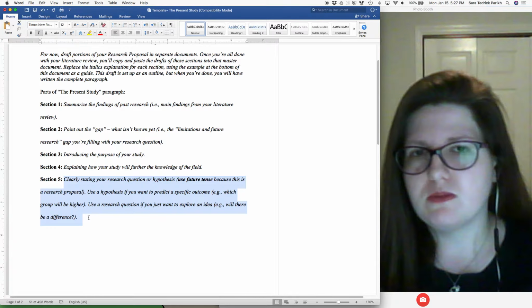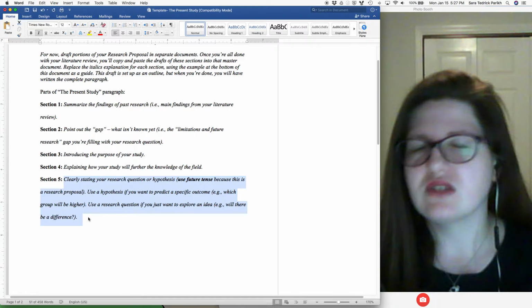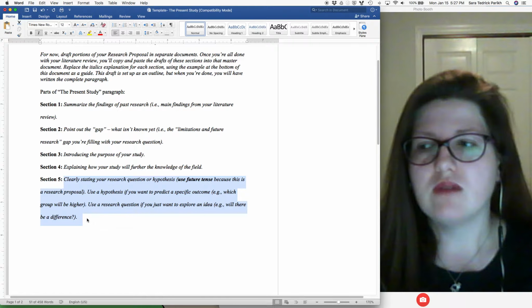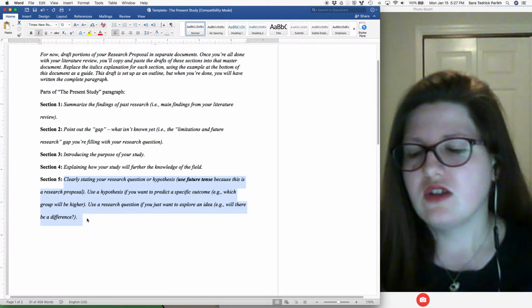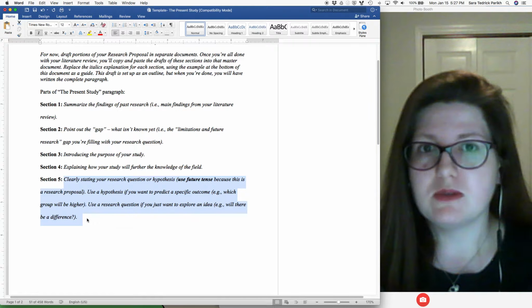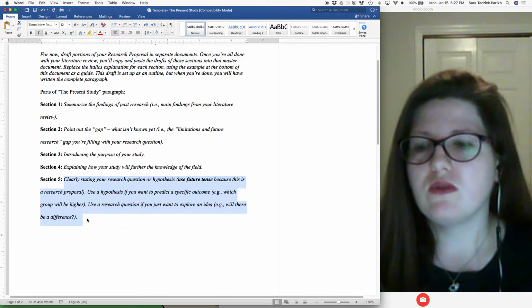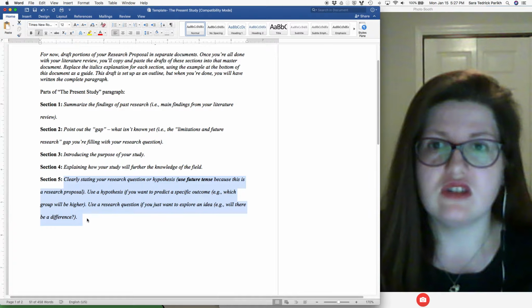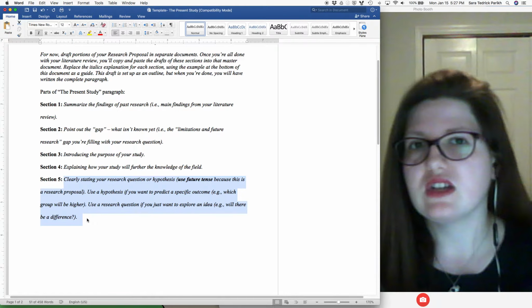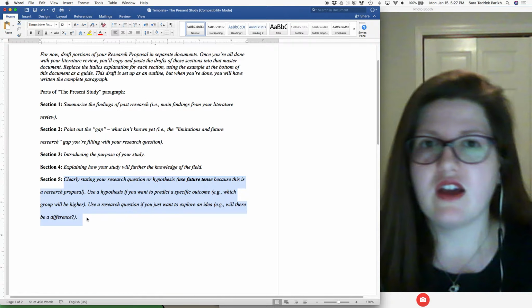I don't force you to choose a side, although that's what most students do. So you can pose it as a question: is there a difference between these two? Or you can make a prediction saying there will be a difference, and you can even predict one will be higher than the other if you want.